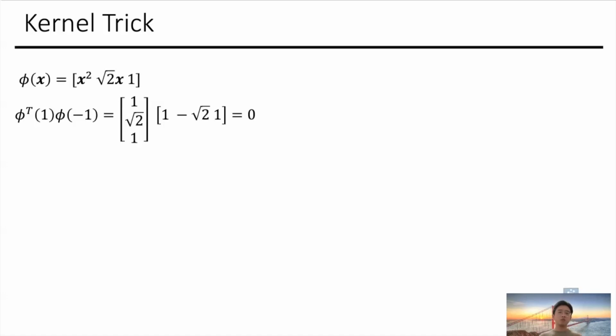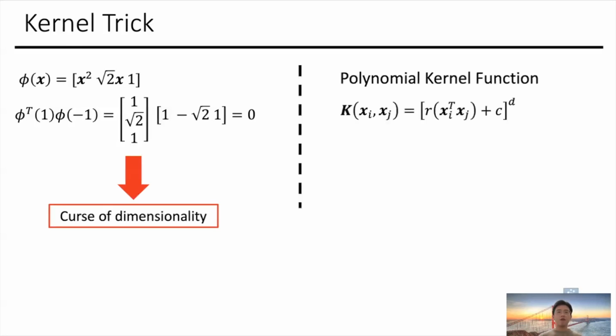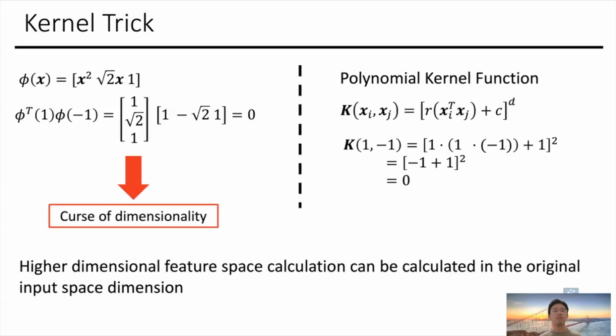However, this calculation could be huge if our initial input data already has a big dimension. This problem is usually called the curse of dimensionality. Therefore, I have a polynomial kernel function with this form where R, C, and D are just hyperparameters that we have to choose. And when we plug in the same values, the result is the same, 0. Therefore, a higher dimensional feature space calculation, which is the phi function calculation, can be calculated in the original input space dimension just using the kernel function.